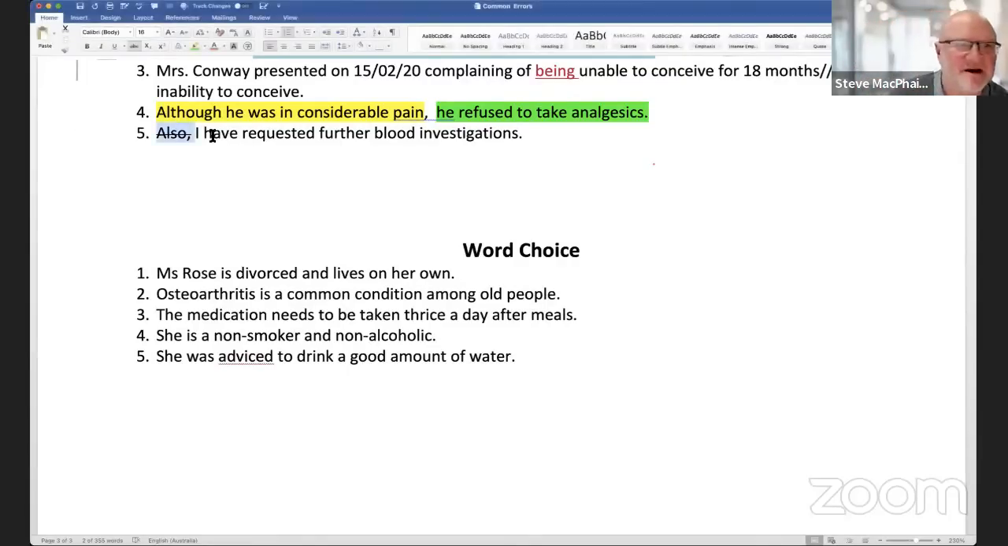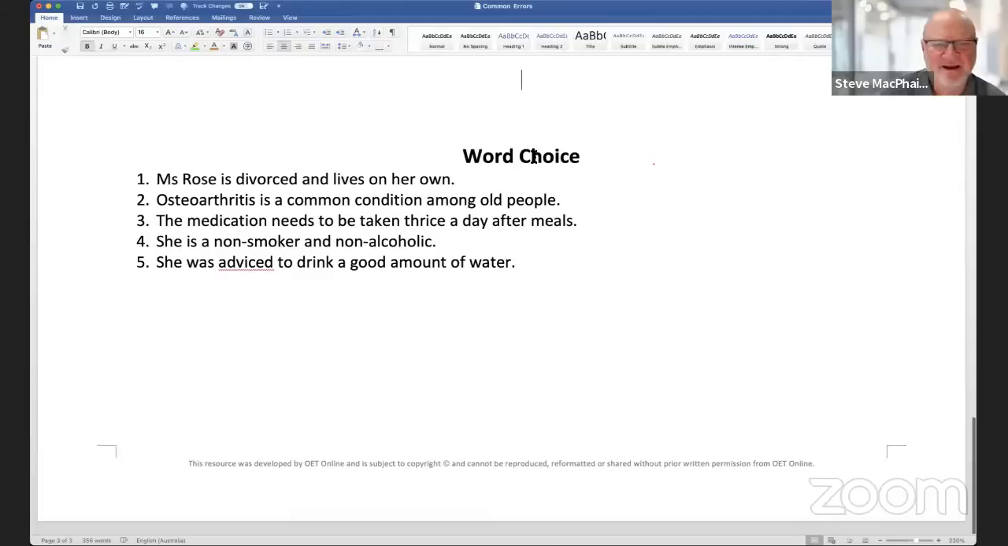Well done. Yes, I have. So after the auxiliary verb have, I have also requested, but before the main action verb request, I've also requested further blood investigations. So you have to know where to put also, after the auxiliary verb, before the main verb, because it just doesn't belong at the start. Also is a great word when you're adding extra information, but don't use it to start a sentence. Okay, last ones we're going to look at, and this is a bit word choice, vocabulary, and meaning.